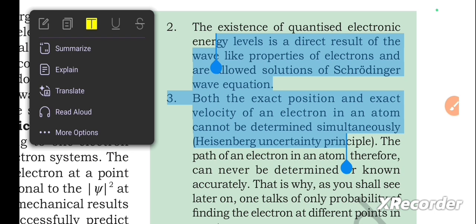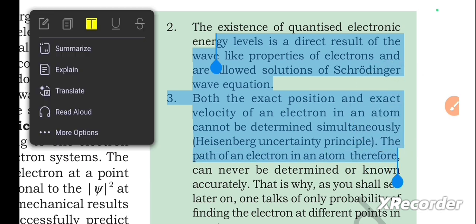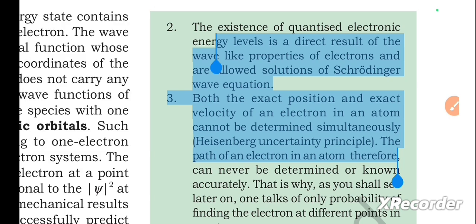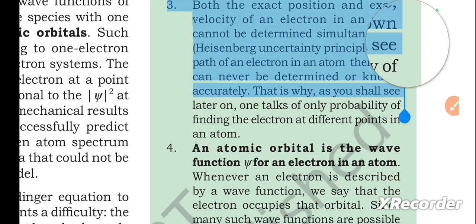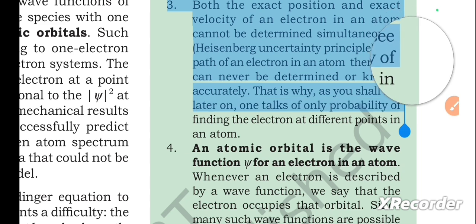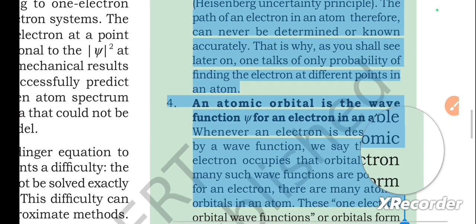Third, both the exact position and exact velocity of an electron in an atom cannot be determined simultaneously. This is the Heisenberg uncertainty principle. The path of an electron in an atom, therefore, can never be determined or known accurately. That is why, as you shall see later on, one talks of only the probability of finding the electron at different points in an atom.